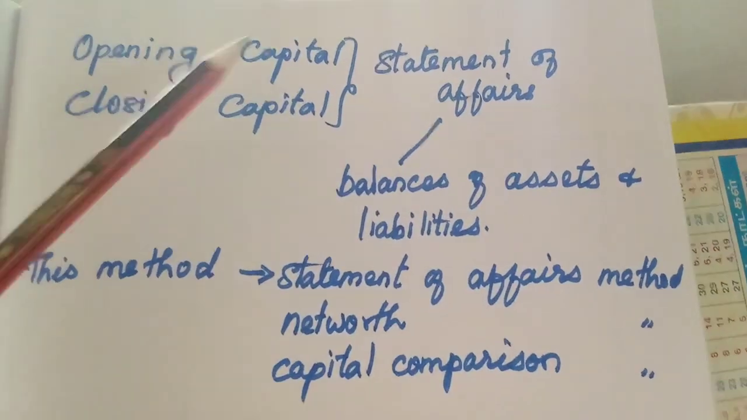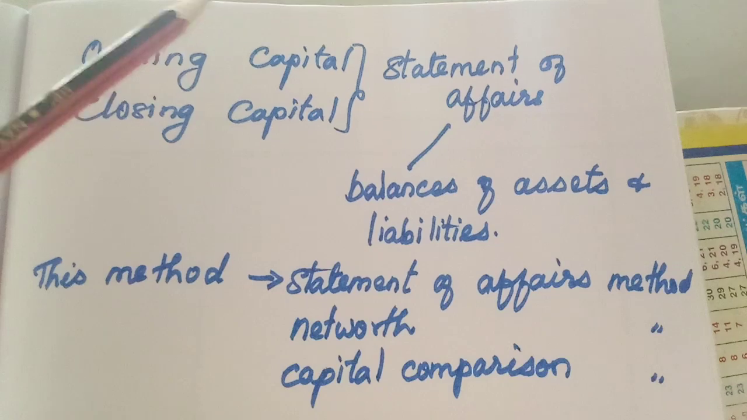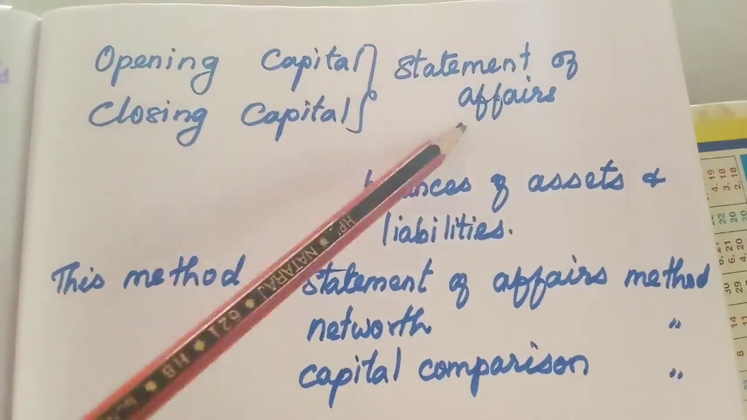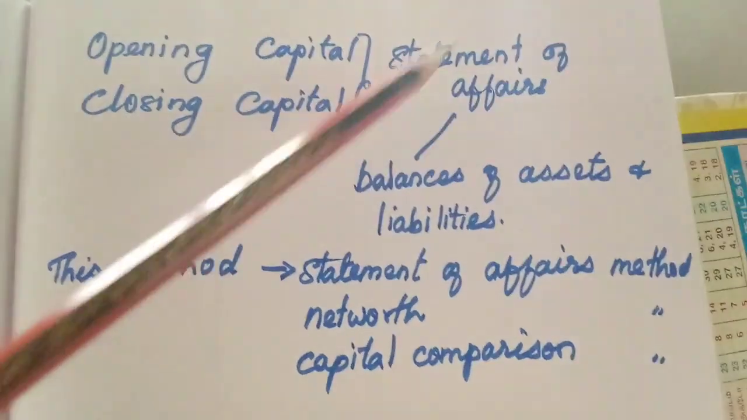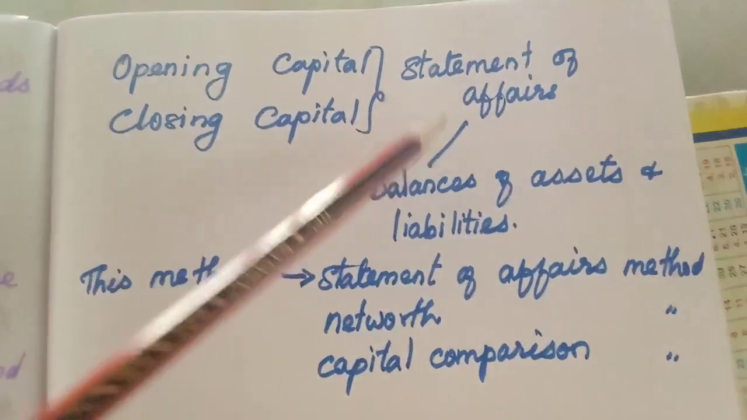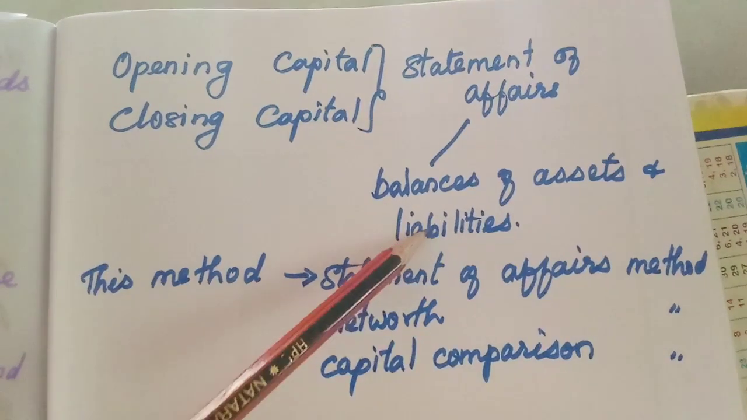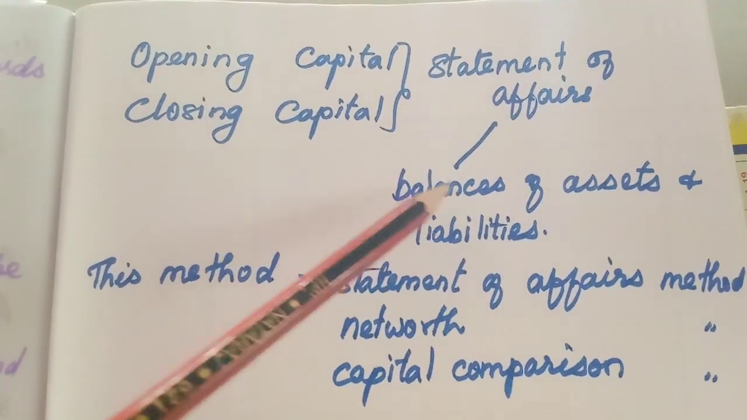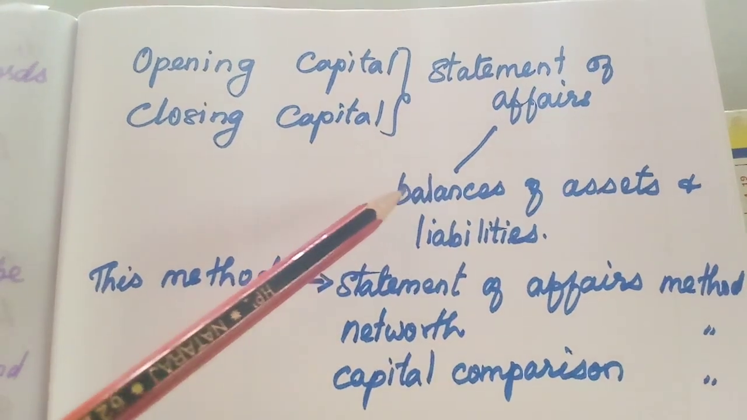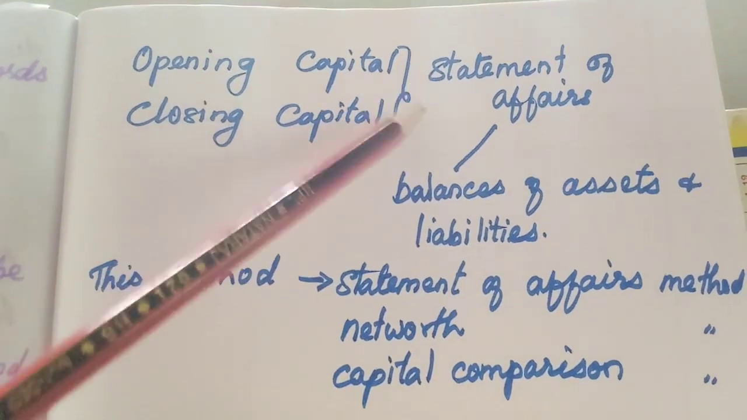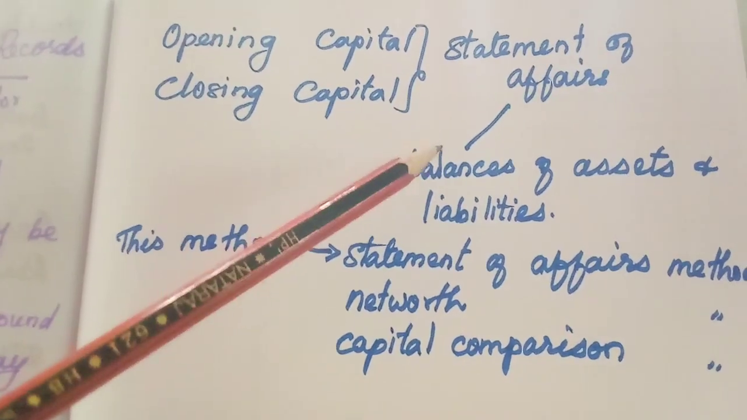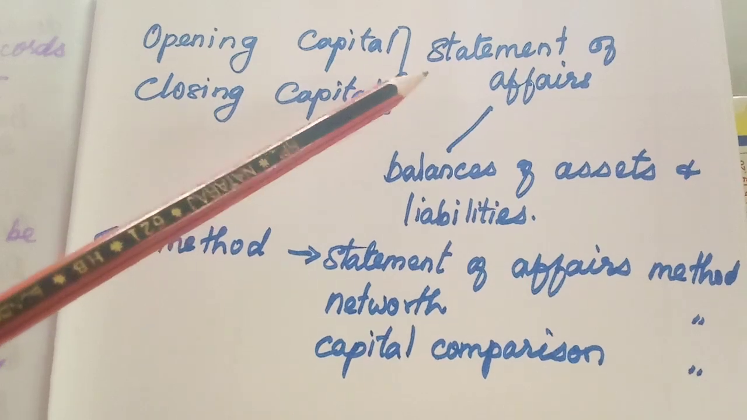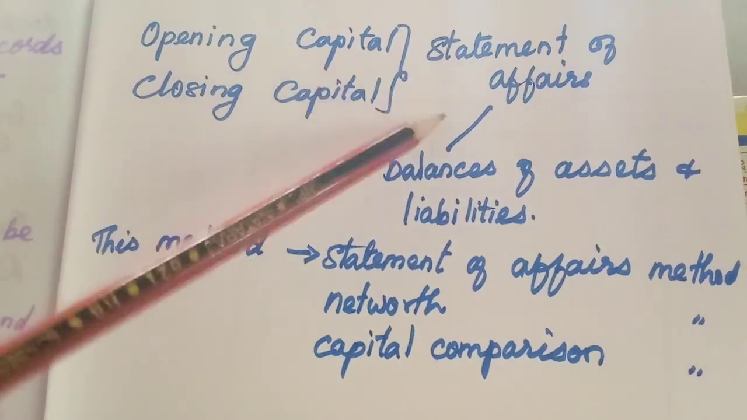Here you see opening capital or closing capital. These two we can calculate from the statement, that is the statement of affairs. What will the statement of affairs show? It will show the balances of assets and liabilities. But we cannot call it a balance sheet, because the balance sheet is what we prepare in the double entry system. Here the balances are just an estimate, not the actual accurate amount. So it is called the statement of affairs.